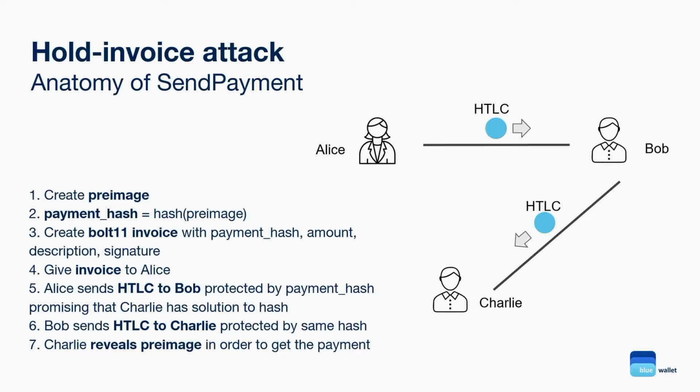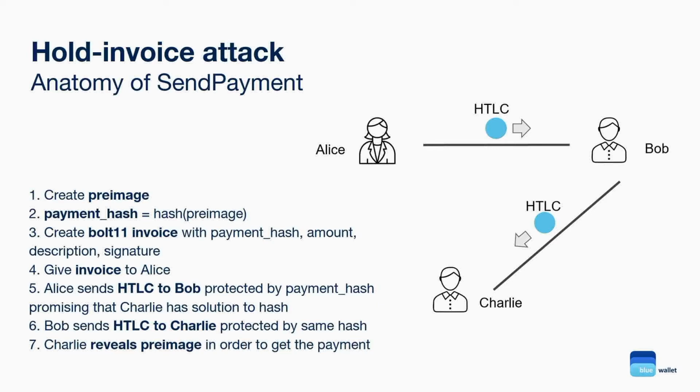Now, Alice wants to pay this invoice. What Alice does, she creates a channel state update to Bob, who is the routing node in this example. And Alice protects this channel state update with this puzzle. Alice promises Bob that Charlie has a solution to this puzzle. And if Bob makes the same channel state update to Charlie, Charlie will release the pre-image, and the payment will be finalized. Both channel state updates will be finalized, and that's it. Payment is done.